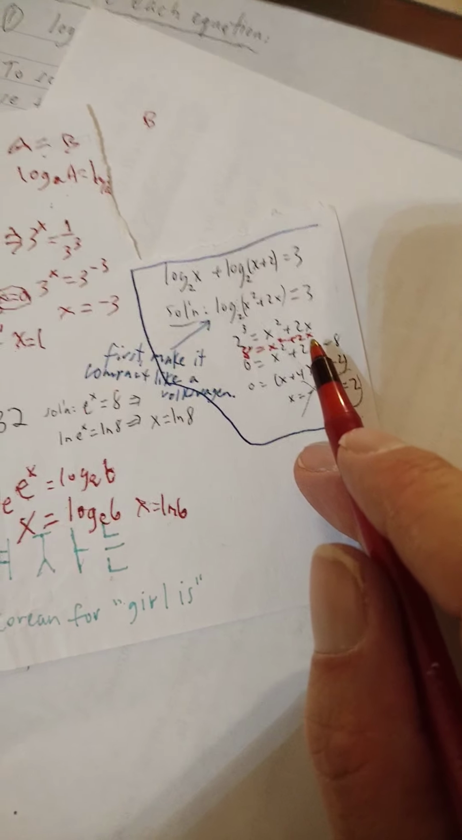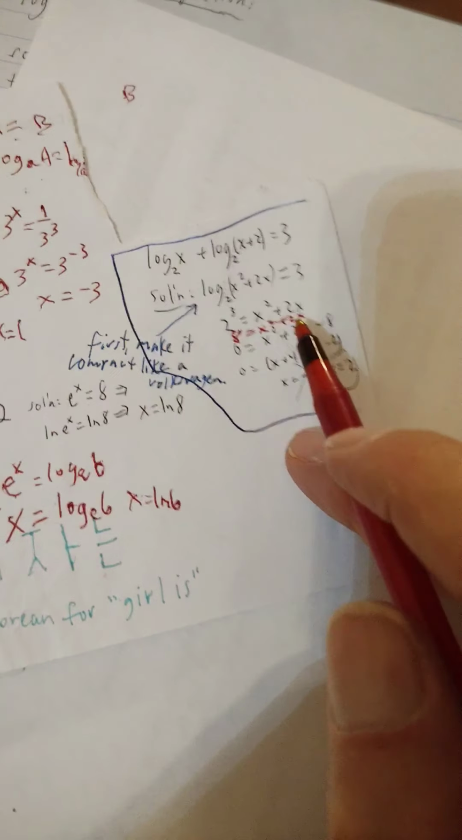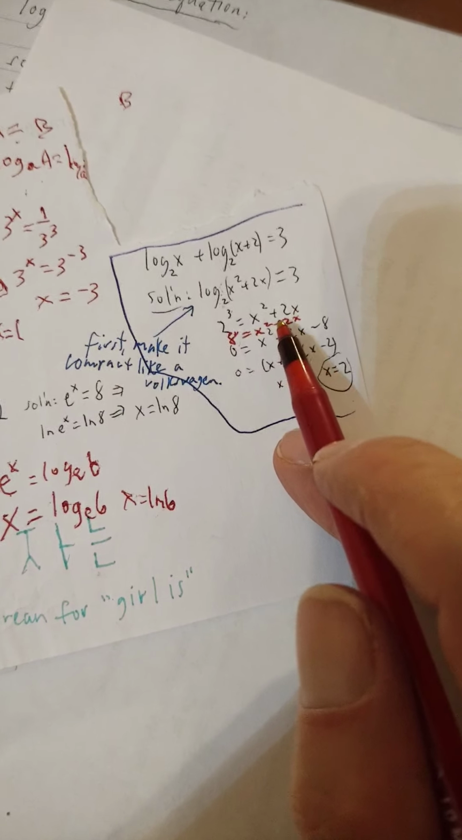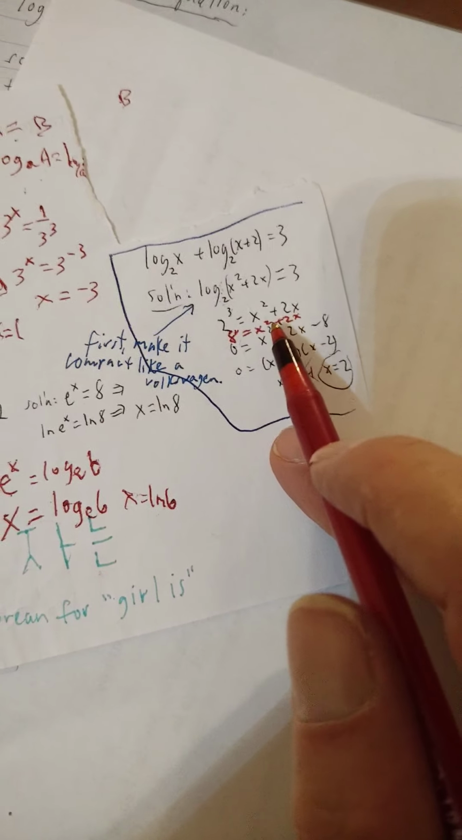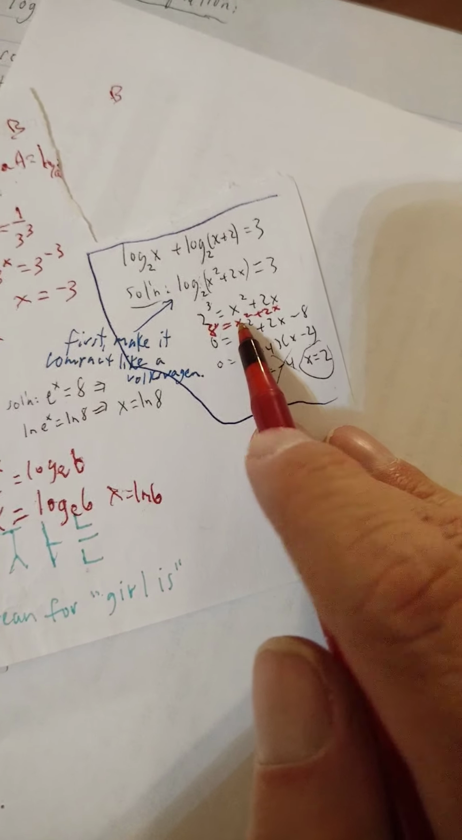Set it equal to 0. So isn't that interesting? We went from a log equation, and then when we bebop to its equivalent exponential form, notice the word log goes away, and now, instead of a log equation, we have a quadratic equation, and we know how to solve quadratic equations.